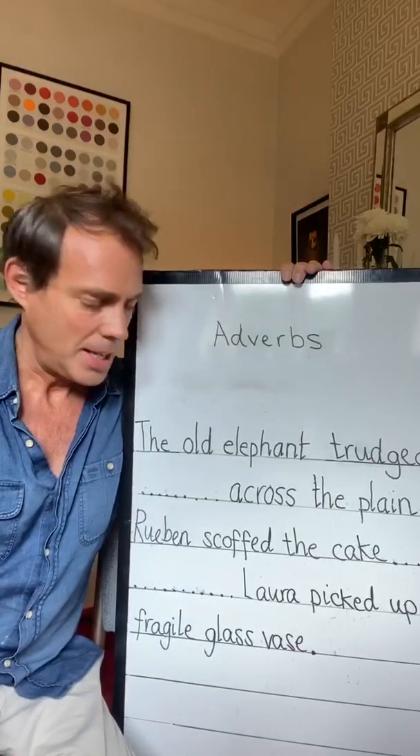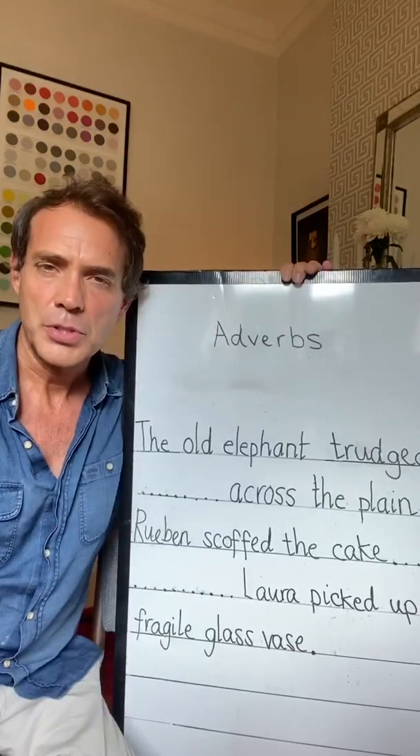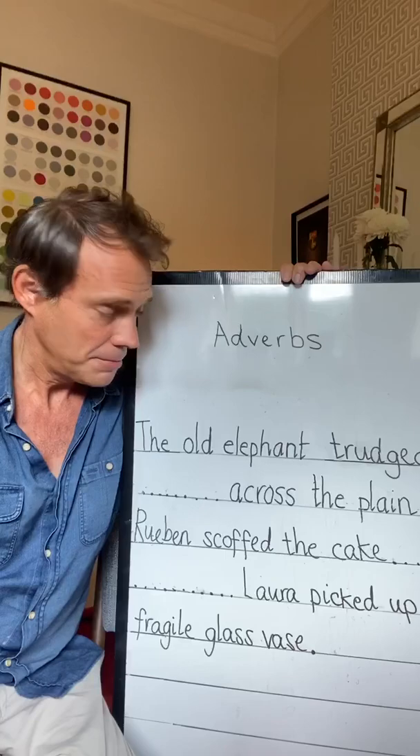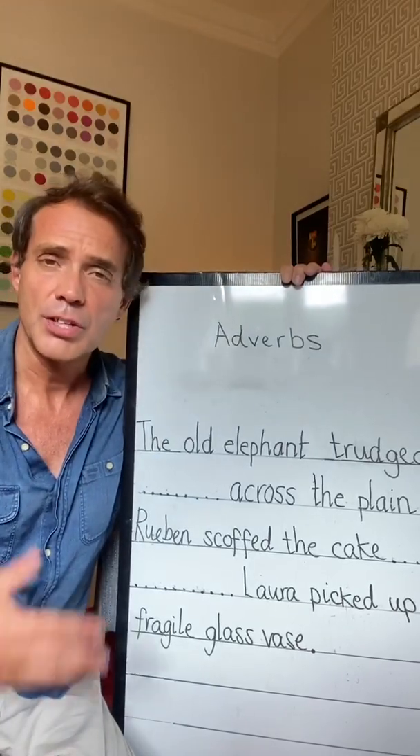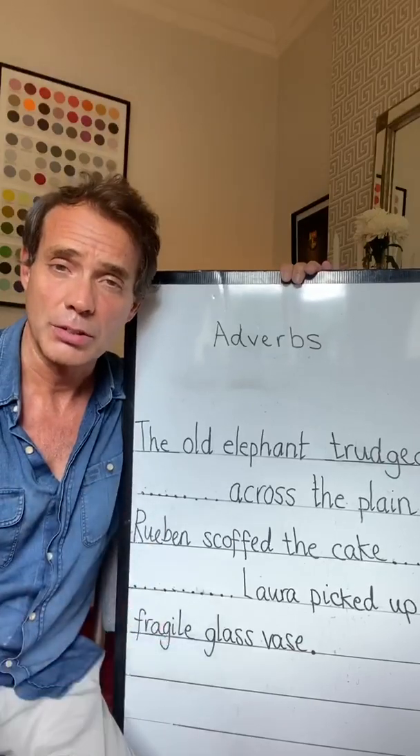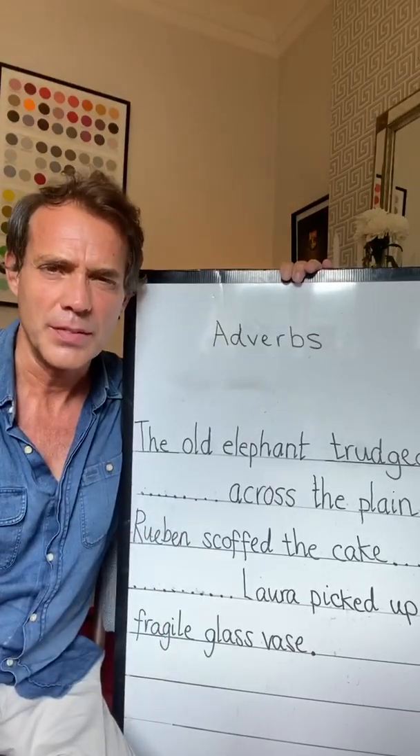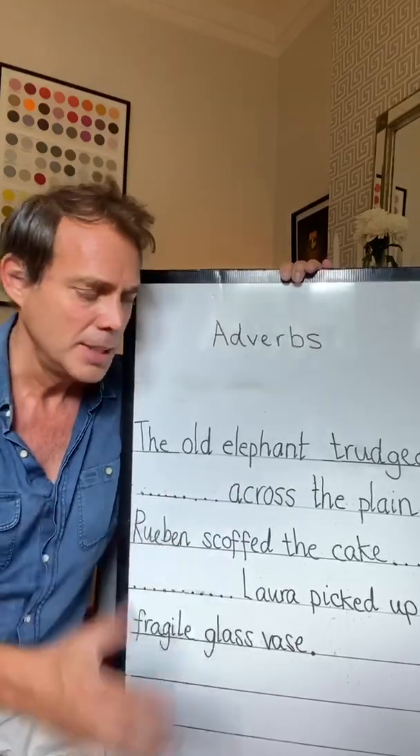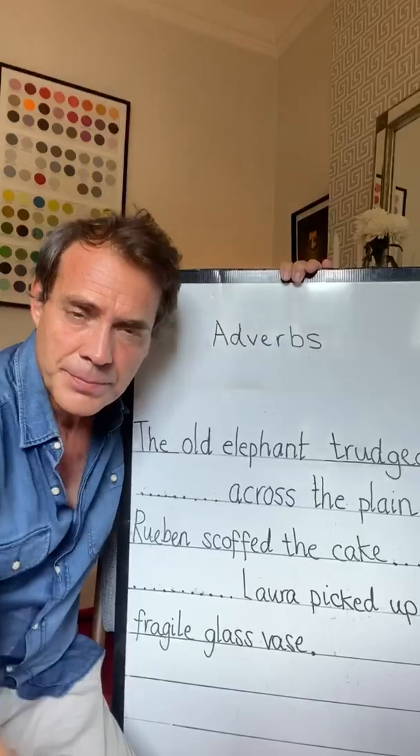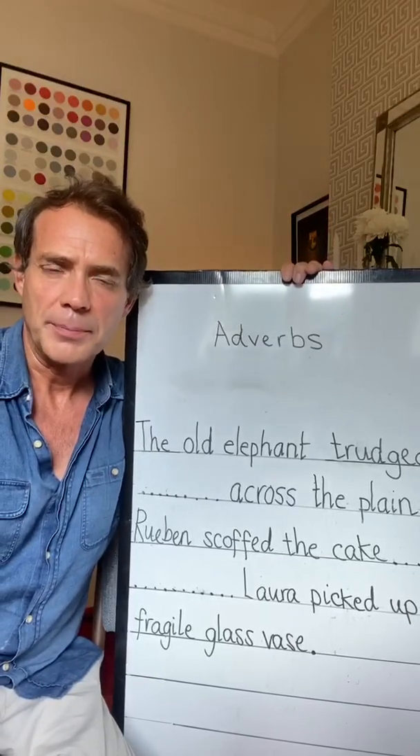Now, an adverb that could go here could be slowly. That would work. The old elephant trudged slowly across the plain. It wouldn't be quickly, would it? Because that wouldn't work. The old elephant trudged quickly. It doesn't really work with the word trudged. So we could have slowly. I wonder if you can think of another word that might go there.